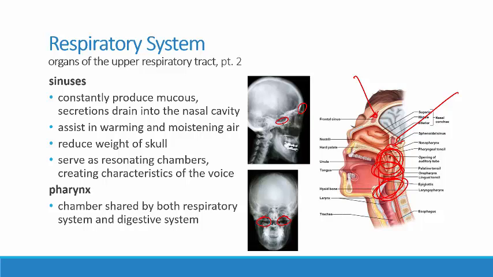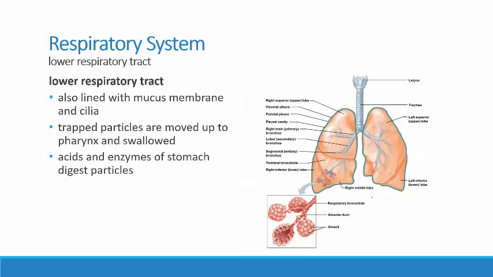Okay, so that was the upper respiratory tract that we just looked at. Now we're moving into the lower respiratory tract. That's everything from the laryngopharynx downward, so it's the oral cavity and below, or below the oral cavity. It is also lined with mucous membrane that has cilia, that pseudostratified ciliated epithelium.